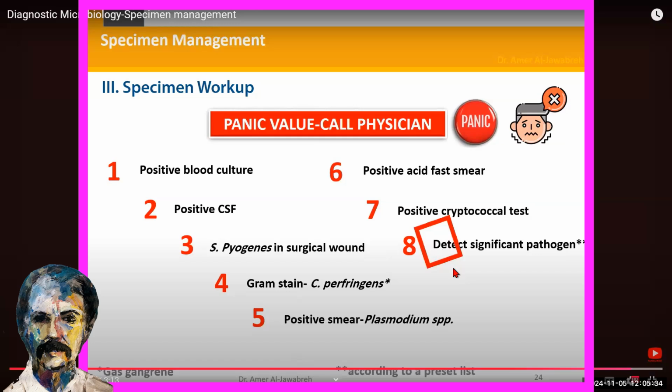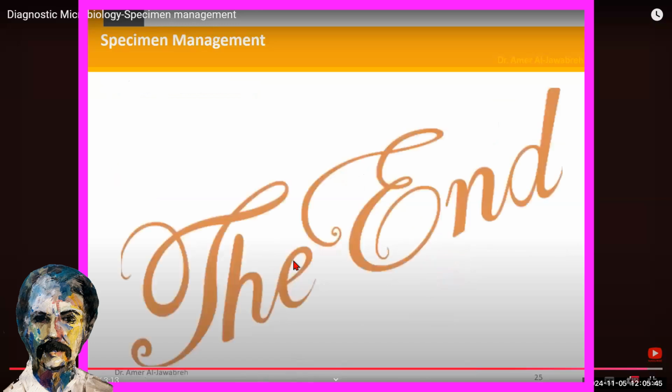So we have these 7 or 8 cases where the physician should be called. And don't wait for the culture results to come out after 3 days. This way, we have finished this chapter. And let's start with a new chapter, which is Staphylococcus species.